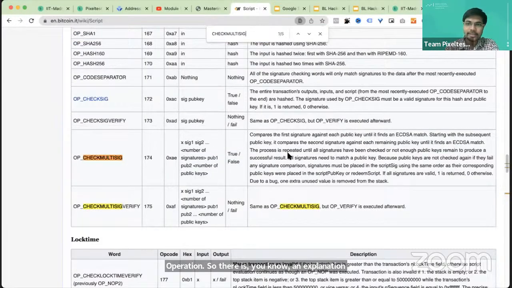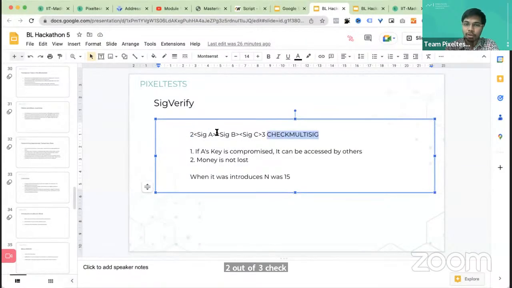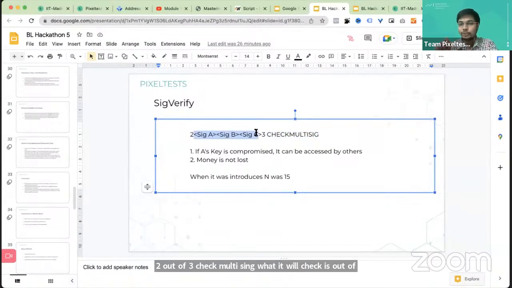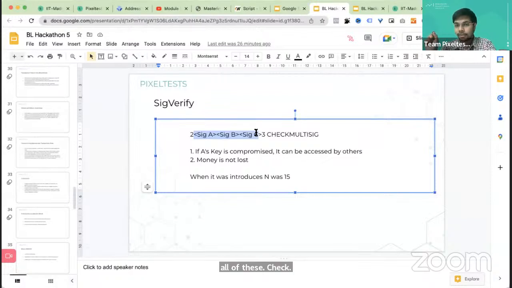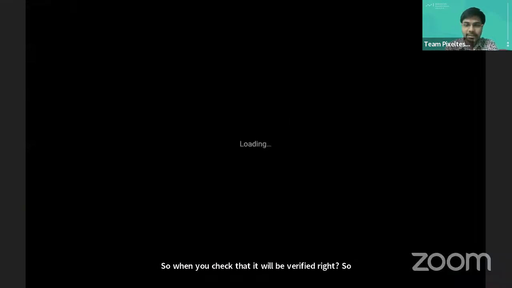What it does is it checks, for example, if it is 2 out of 3, right? So what is mentioned here is 2 out of 3 check multisig. What it will check is, out of all of these, whether 2 of them are available in the output, right? So when you check that, it will be verified. This is what this particular thing means. We'll see this in detail.